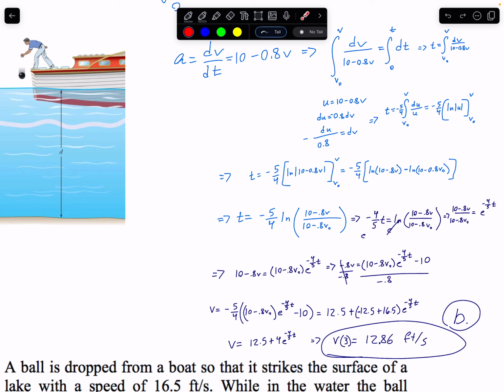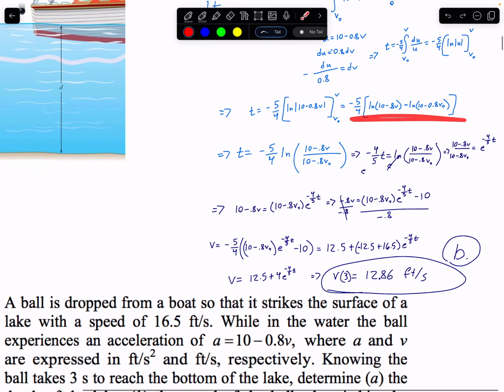and then we had negative 5/4 natural log of u, plug u in. U is equal to 10 minus 0.8 v. So then we do it from v to v0, or v0 to v, however you want to word that. Continue on with taking the integral, and then we end up here, and we get a time equation, and this, we can manipulate this to be able to give us the velocity up there, so we have to do a little bit of algebra, but give us a velocity at any given time.